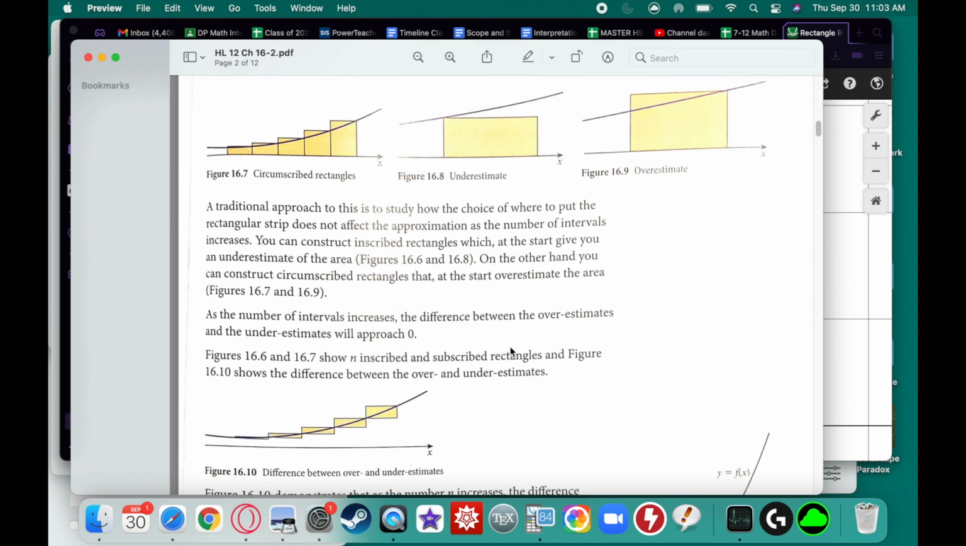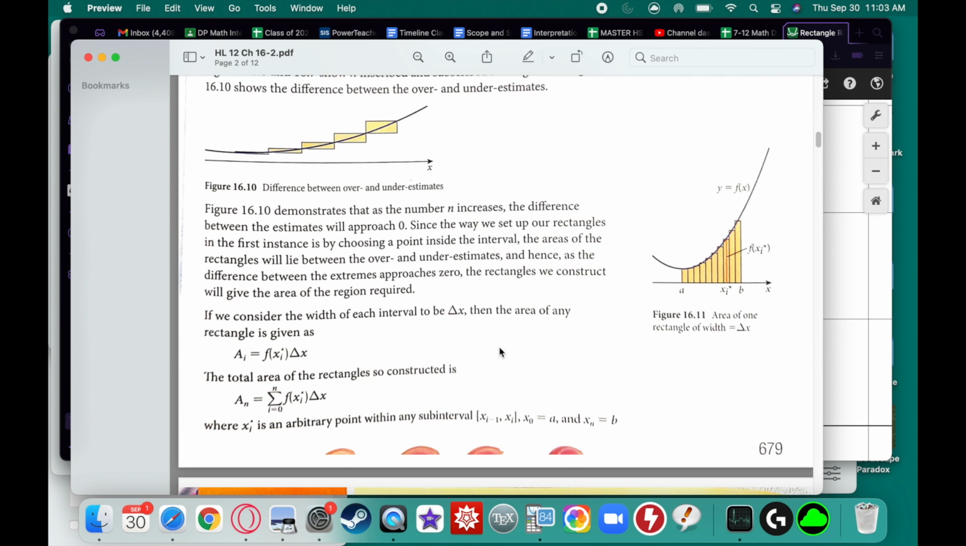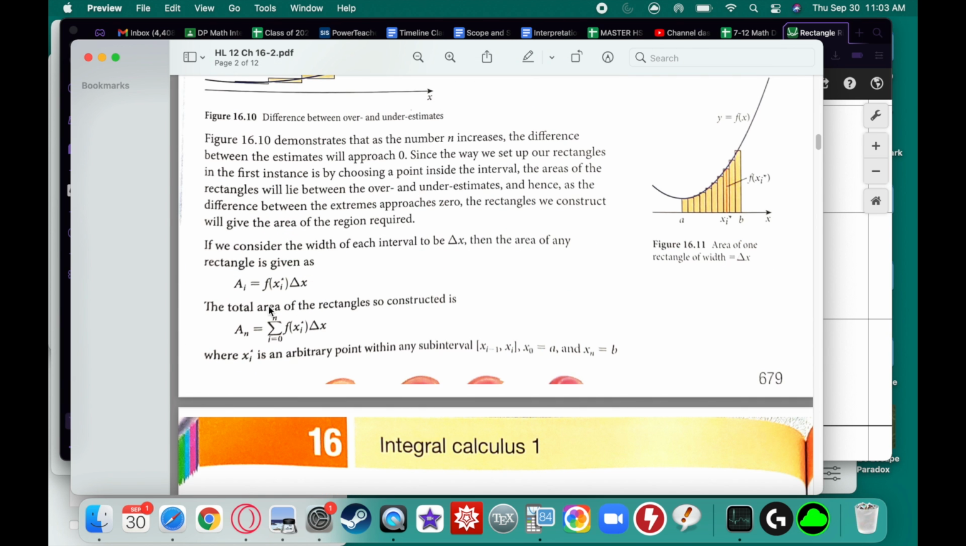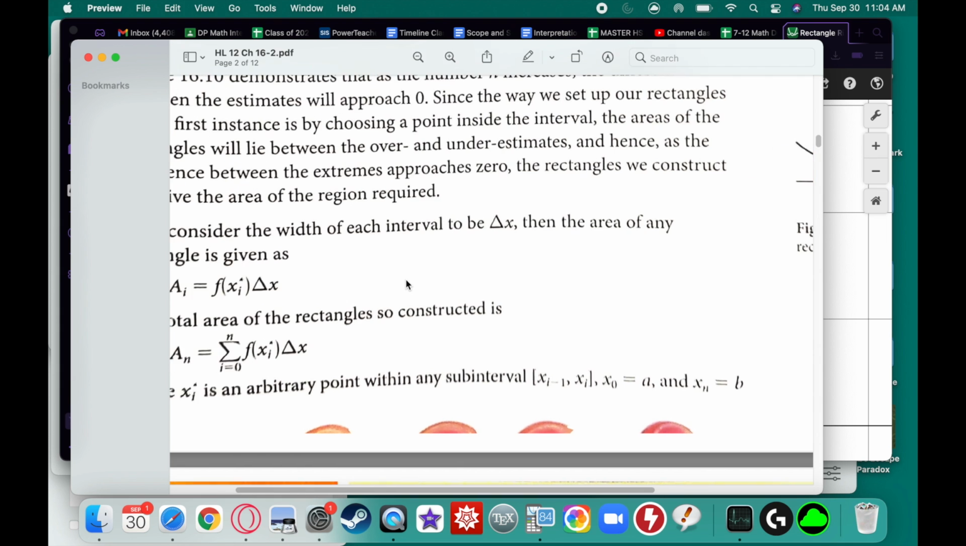All right, so here in the text we have a couple of examples. The total area of the rectangle so constructed is, all right, so this means a sum. Let's zoom in on that.